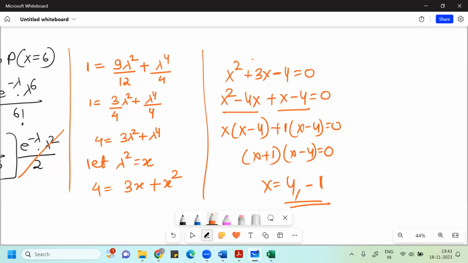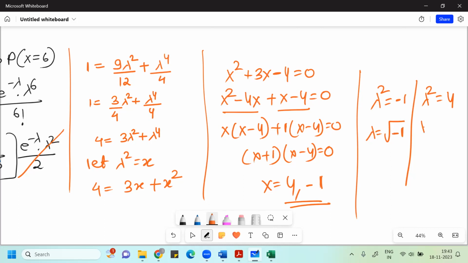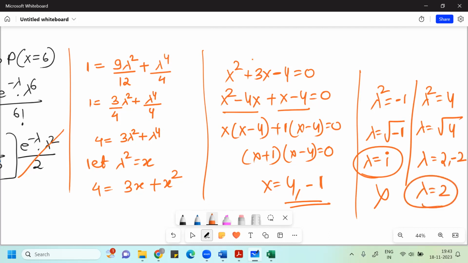But what is your x? x is lambda square. So lambda square is minus 1 or lambda square is 4. In this case, lambda would be root of minus 1. Here lambda would be root of 4. Okay, mean cannot be negative. So root of minus 1 is i, called iota, an imaginary number; forget this. Root of 4 means 2 and minus 2, and mean cannot be negative. So the mean is equal to 2. So if mean is 2, then your standard deviation is root 2.